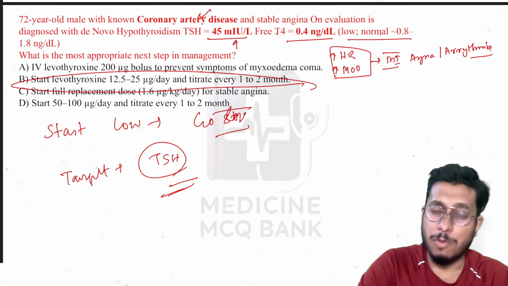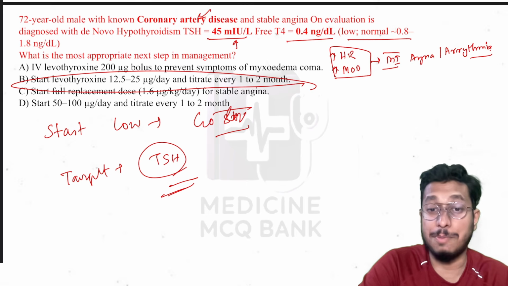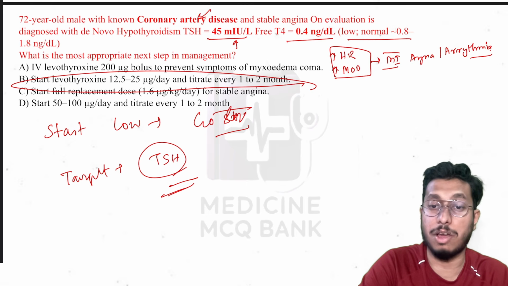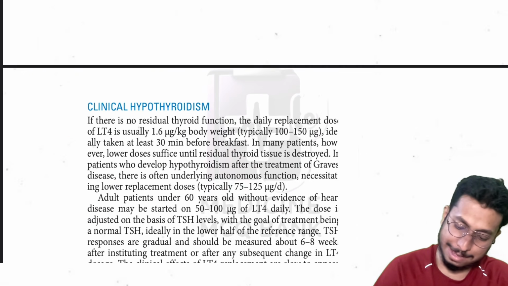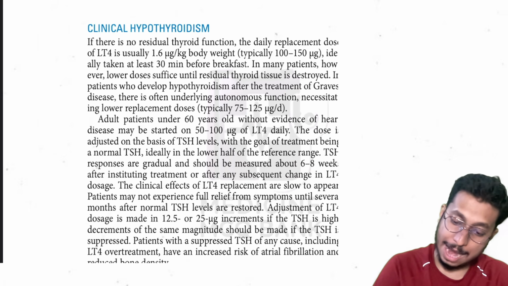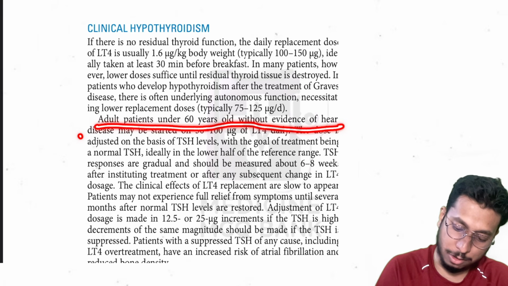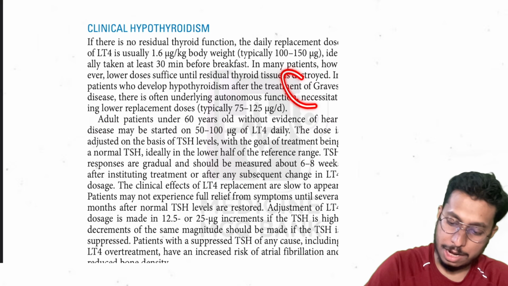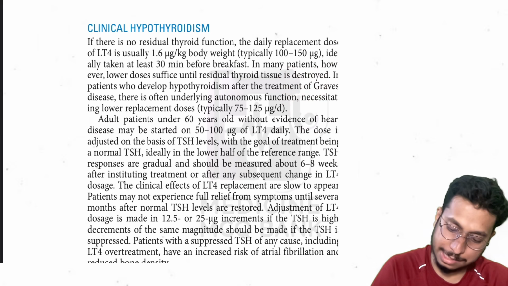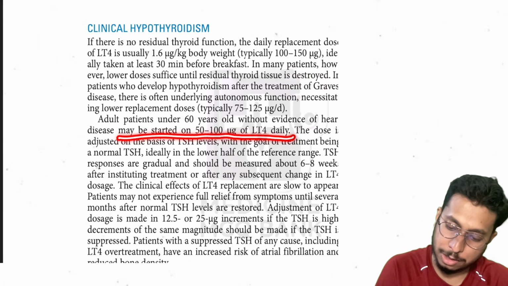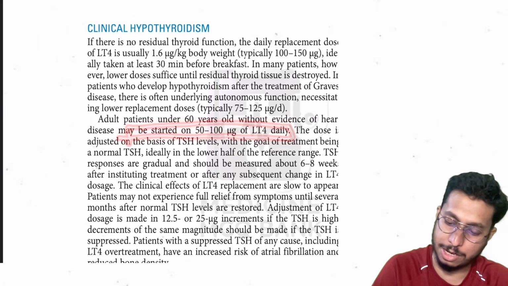50 to 100 microgram, obviously in young non-elderly population we can consider 50 to 100 microgram, not here. Even Harrison says, you can see here, adult patient under 60 without evidence of heart disease. Okay, key is where heart disease is absent. Only in such cases you can start on 50 to 100 microgram of levothyroxine daily, not in other cases.